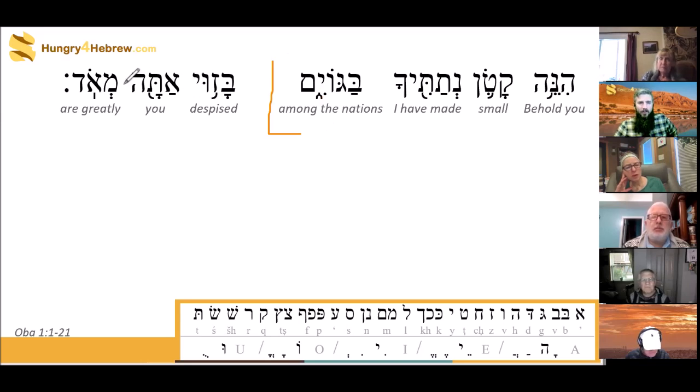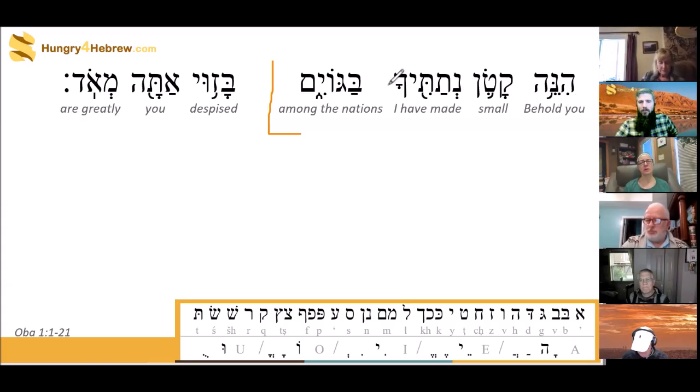Bazui ata meod. Okay, so we're saying the same thing twice using different words. These are parallel. Hine, kind of a look over here word. In Old English we call it behold.